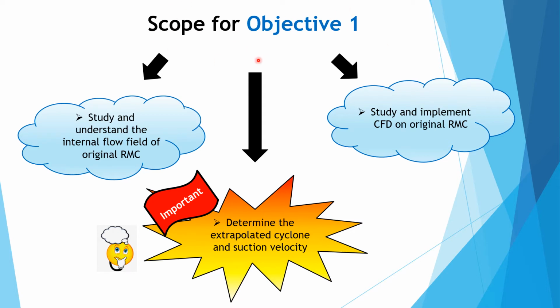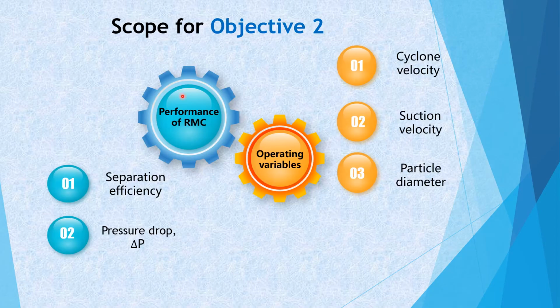This is the scope for Objective 1, which is studying and understanding the internal flow field of the original retrofitted multicyclone, and at the same time, studying and implementing CFD on the original RMC. This is the continuation work where the cyclone velocity and the suction velocity are extrapolated from the previous work. This is the scope for Objective 2, where the performance of RMC is related to the separation efficiency and also the pressure drop, whereas the operating variables are cyclone velocity, suction velocity, and also particle diameter.